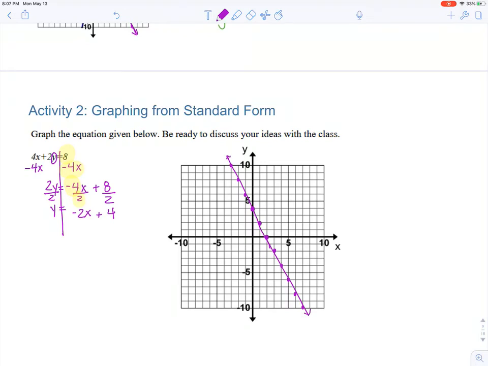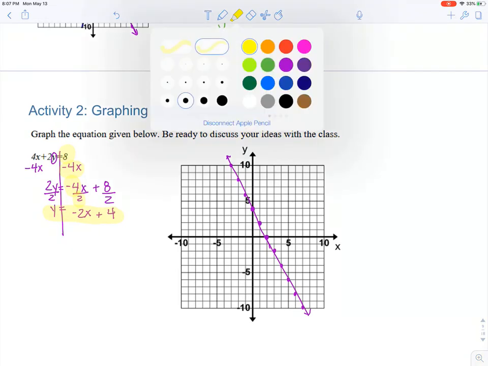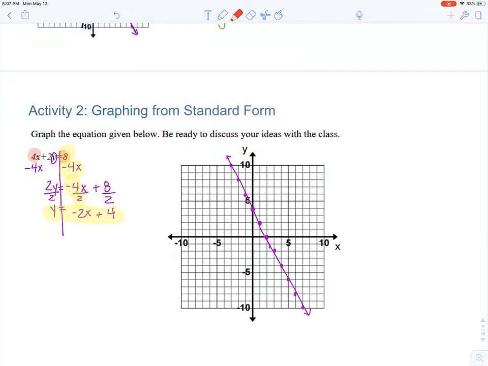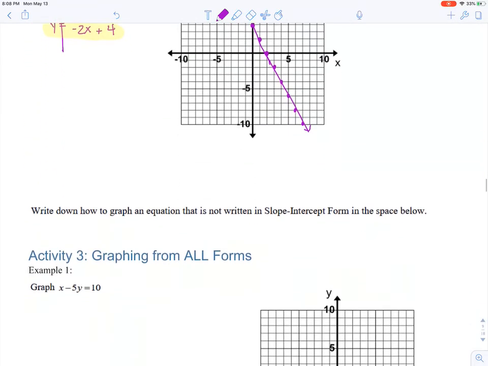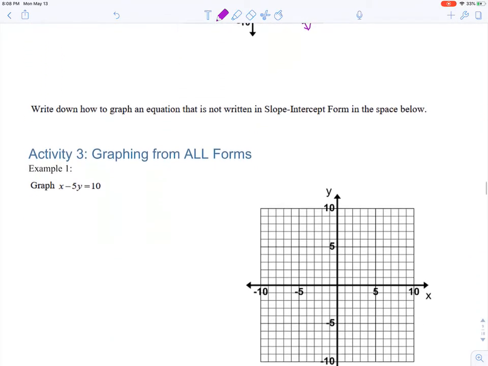Beautiful. Okay, so this is really, really important for us to get our equation in this y equals form. Because if I just went ahead and said, oh, my slope is 4, my y-intercept is 8, because it kind of looks like it would be looking up here, but it's not. If we solve for y, we see y is actually equal to -2x plus 4. So it's super important to put that equation into slope-intercept form before we graph. Okay?